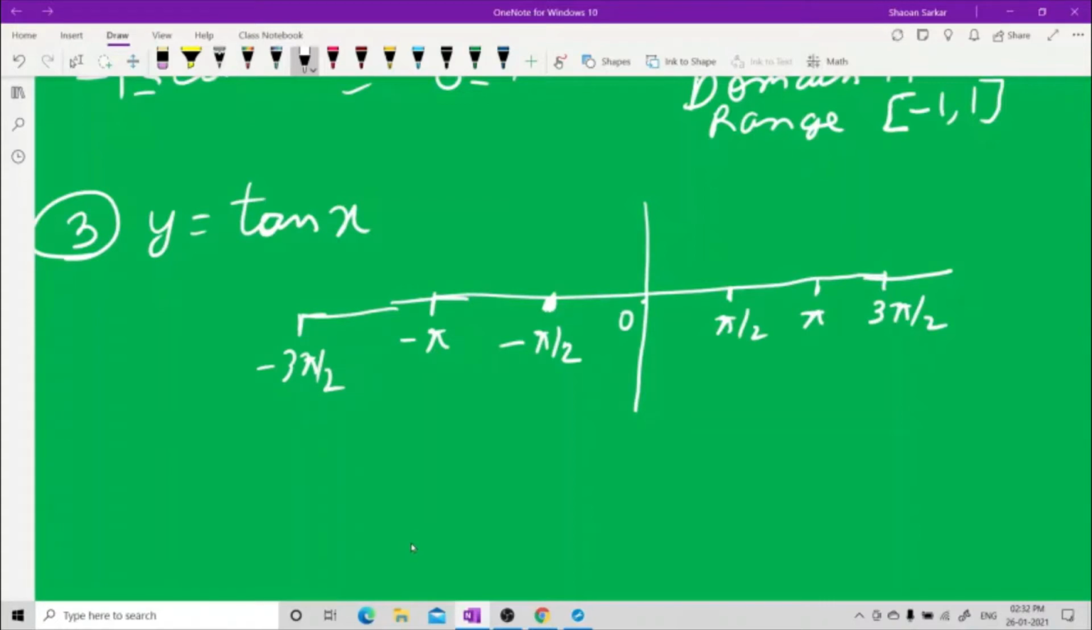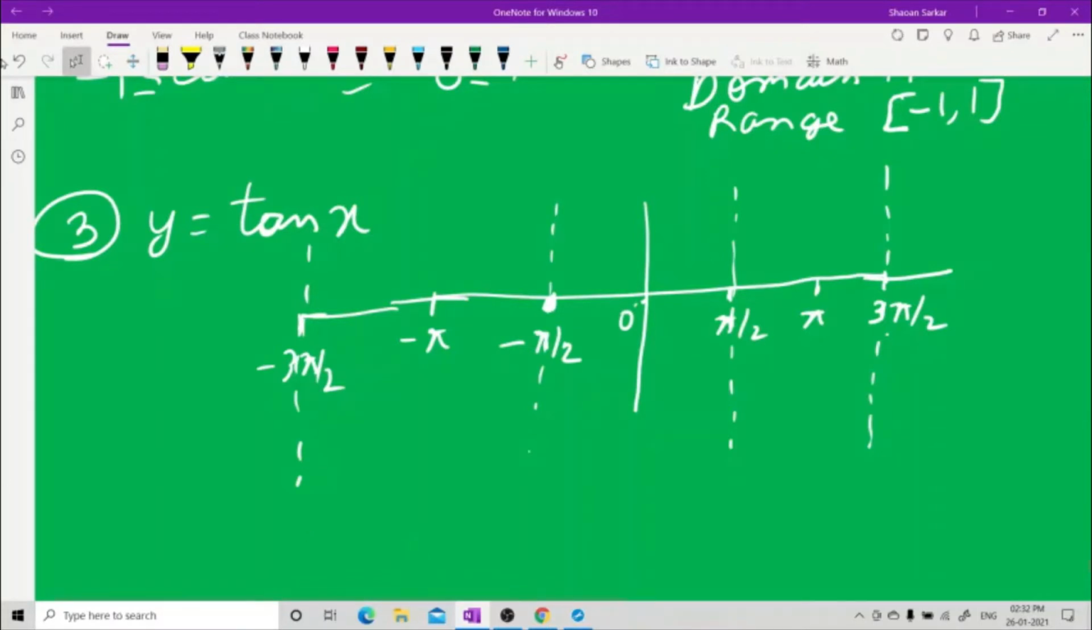Tan pi by 2 gives you infinity, tan 90 gives you infinity, tan 3 pi by 2 gives you infinity. So we will draw dotted lines at these portions, because we cannot come to these places. Now tan 0 is 0. So the graph goes like this.